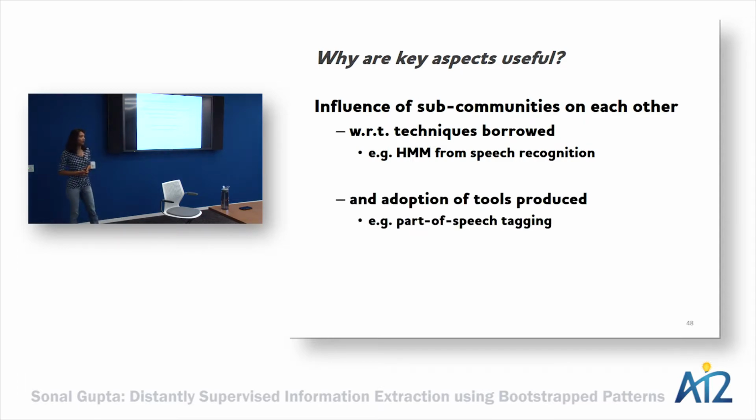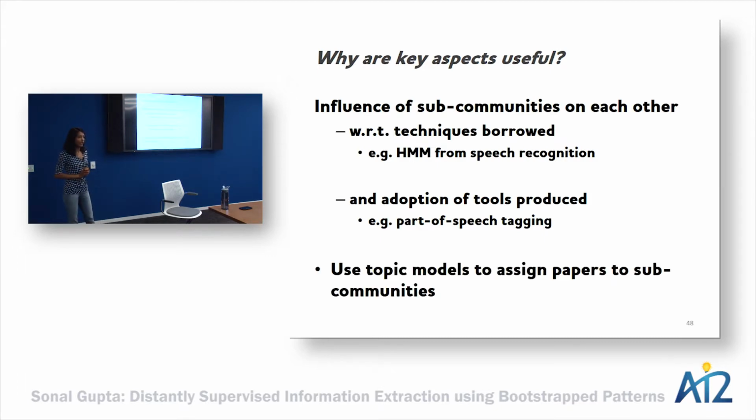Or it produced tools that were used by other people. So part of speech tagging, for example, has been an influential community because other people have been using part of speech tagging to do other things. And we use topic models to assign papers to subcommunities, and then see how from those papers we extract key aspects and see how subcommunities are influencing each other.